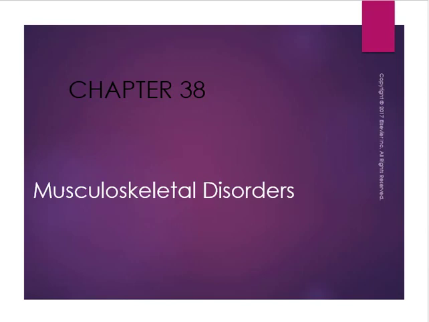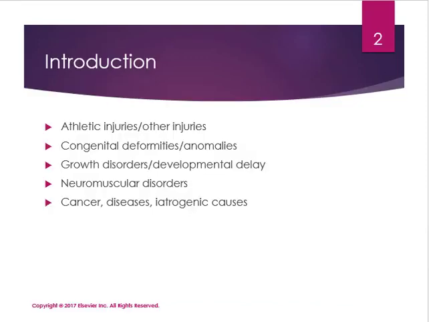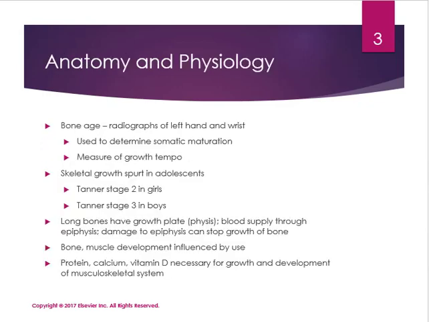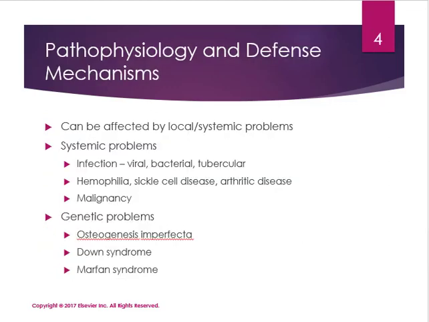I'm not going to go over the anatomy and physiology of the musculoskeletal system, but review those pages. As you're reviewing anatomy and physiology, be sure to explore more about the different Tanner stages, as this is going to give some indication on growth spurts as the child approaches adolescence. Muscles and bones can be impacted by local and systemic problems, and we're going to discuss a few of those.